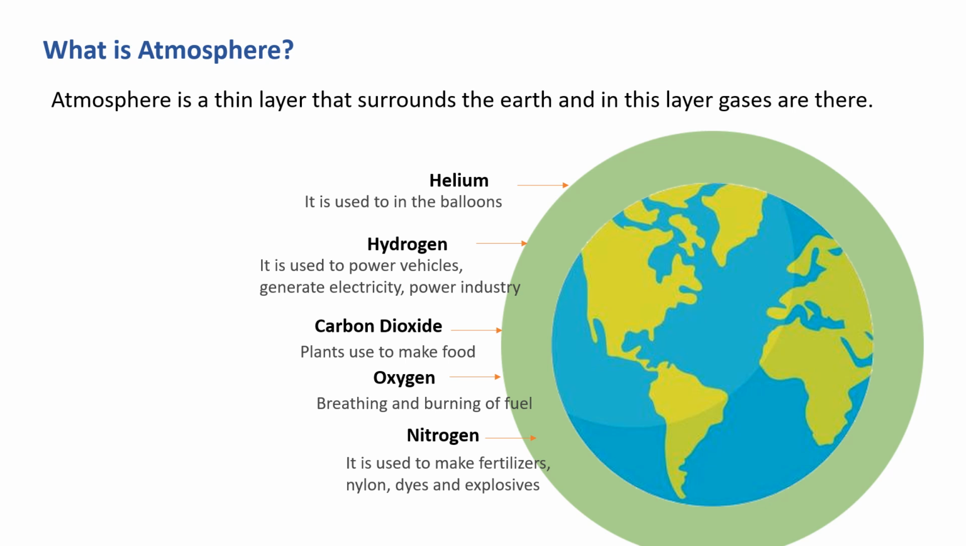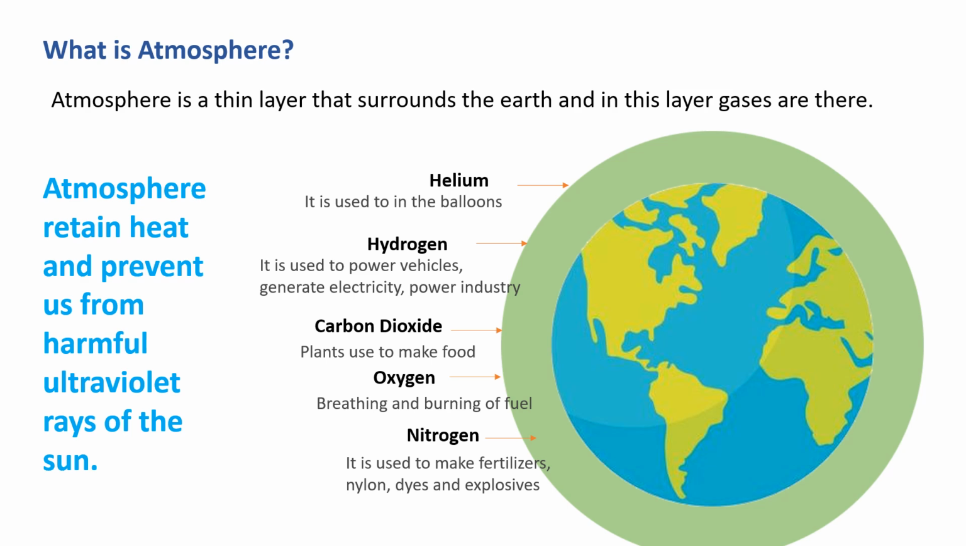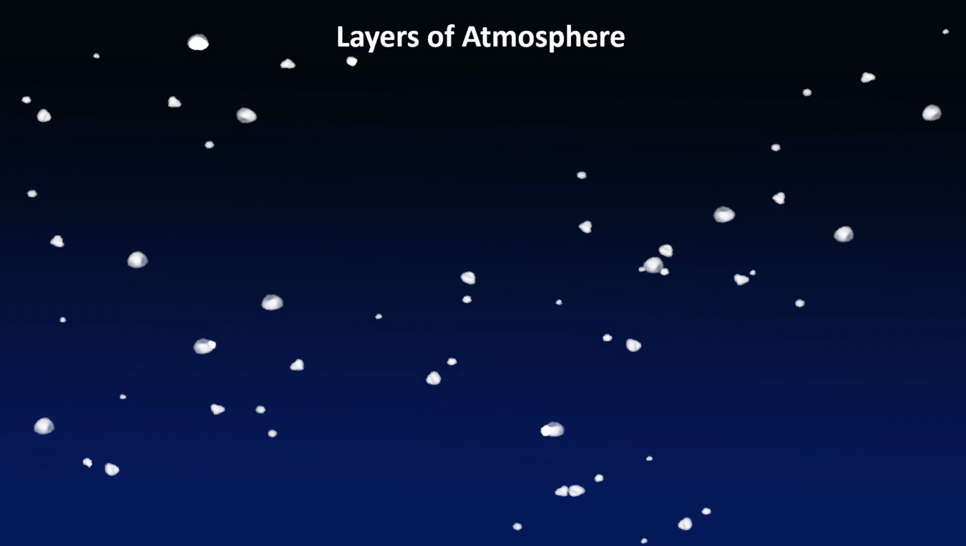All the kids like balloons, right? In that balloon, which gas is filled? In those balloons, helium gas is filled. So, what is the use of the atmosphere? The atmosphere retains heat and protects us from the harmful ultraviolet rays of the sun. If the atmosphere was not there, we would get the sun's rays directly, with so many ultraviolet rays, and that is not good for us. So without the atmosphere also we cannot survive.